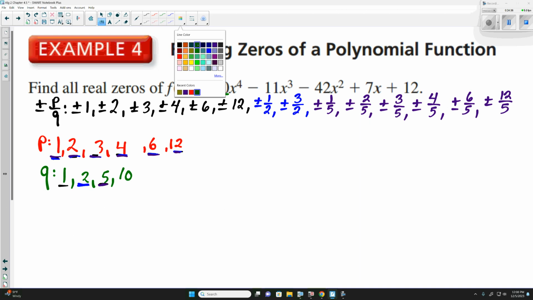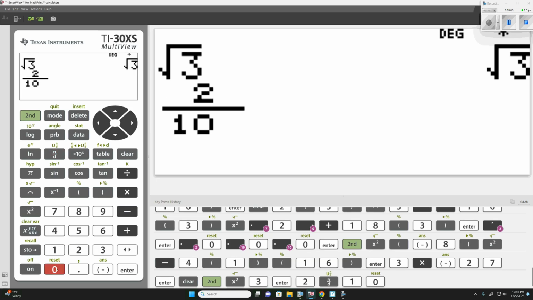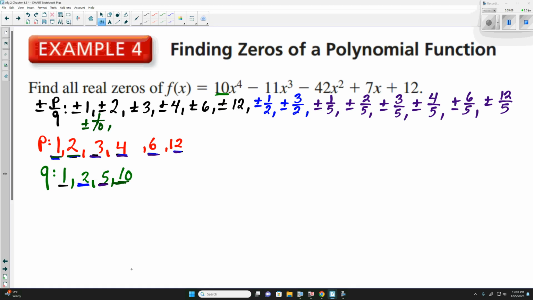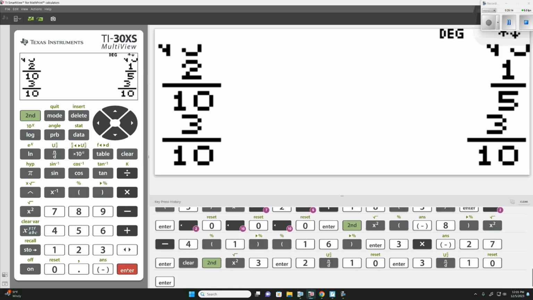Questions on this here before we look at 10? Now again, we're going to repeat this process. So 1 divided by 10 is plus or minus 1/10. 2 divided by 10, well, 2 and 10 do have a common factor of 2. And again, we could be doing these in the calculator. 2 over 10 is 1/5. We already have 1/5 listed.